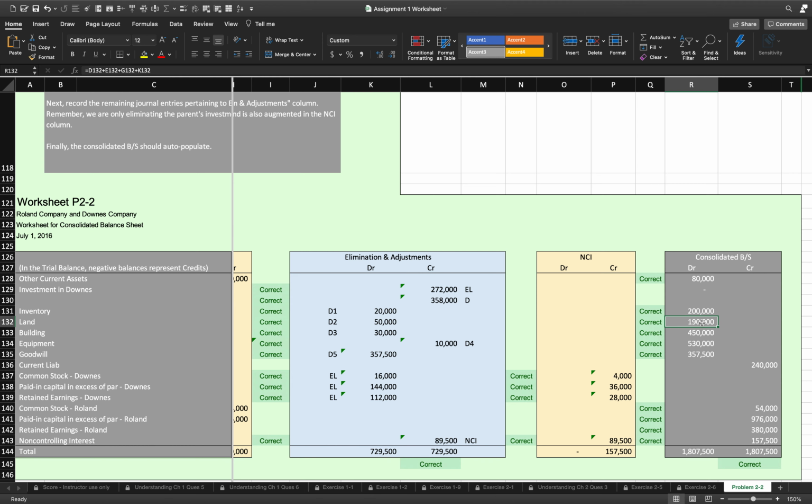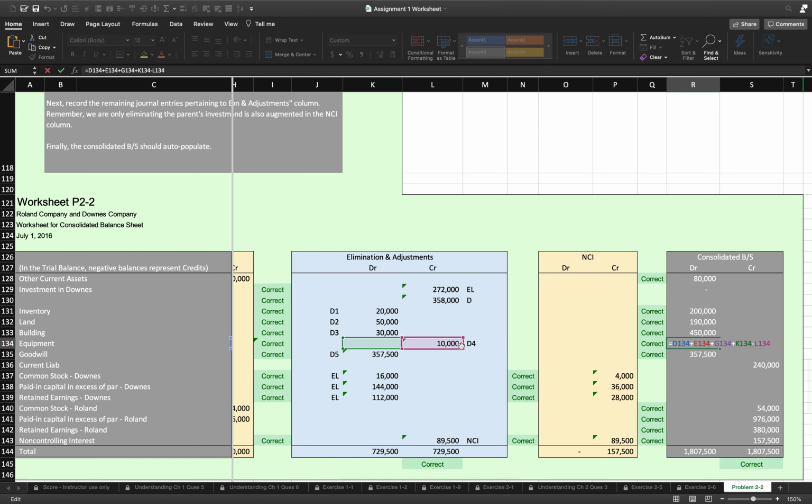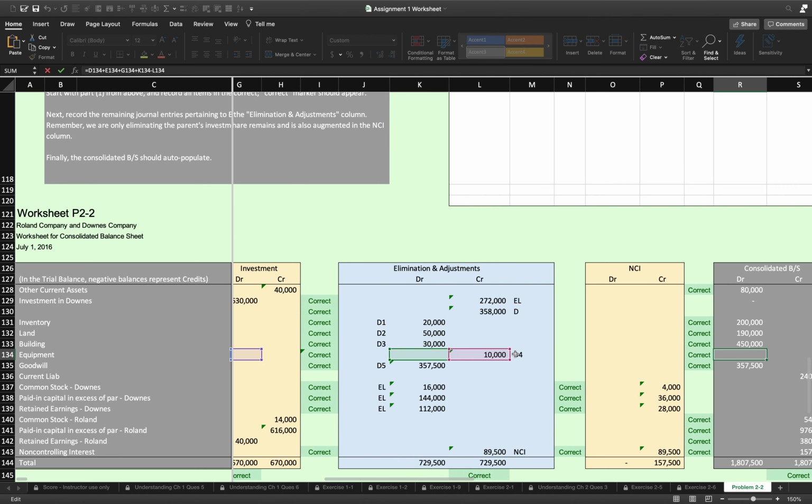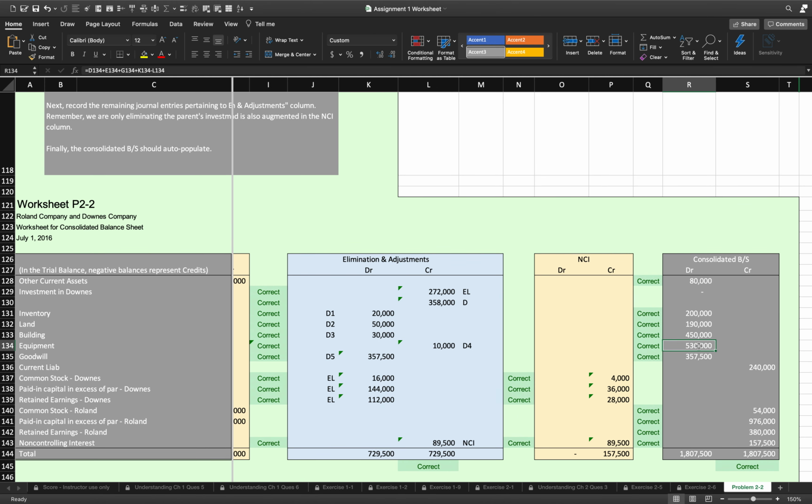Land similarly, added everything together. What else do we have? Building, everything added together, and finally equipment, everything added together minus that amount that we subtracted. So that's the balance of Roland's equipment plus 100% of the Downs equipment minus any depreciation here. It's not really depreciation, actually. It's just a reduction in value, based on a gain or loss situation, more like a loss. But anyway, that's the final balance for the equipment account.